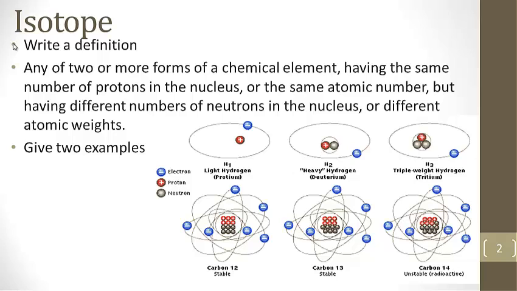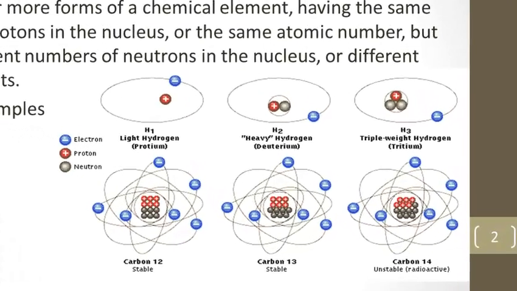Your definition of an isotope, of course, is any two or more forms of a chemical element that have the same number of protons in the nucleus, which means the same atomic number, but they would have different numbers of neutrons. There's a couple of different examples here.